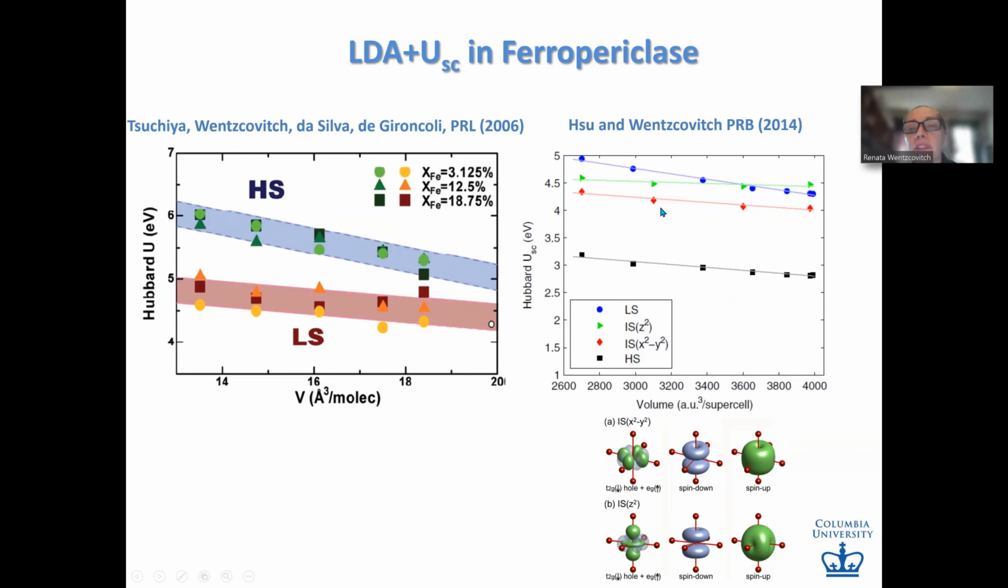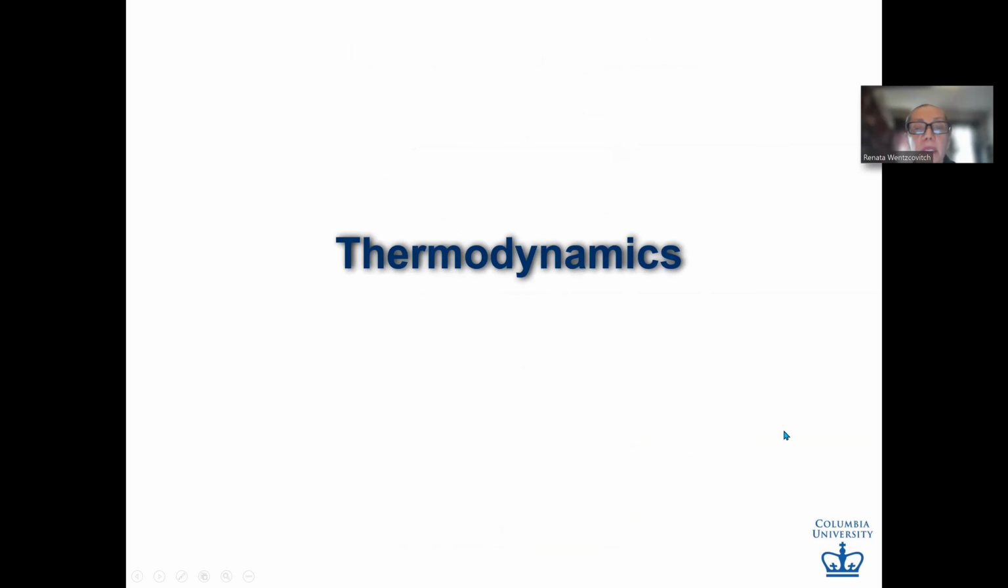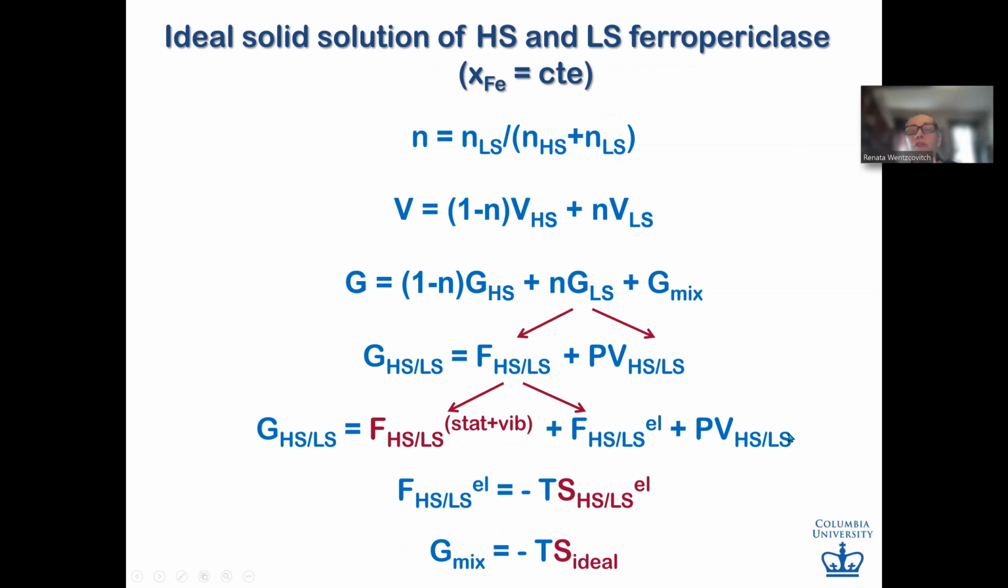So here you have intermediate spin states too, with their own U. The transition enthalpy change with the self-consistent U is about 71 GPa here, and this is where the intermediate spin states are. They are metastable states and they are not populated essentially. So the thermodynamics, this is physics.